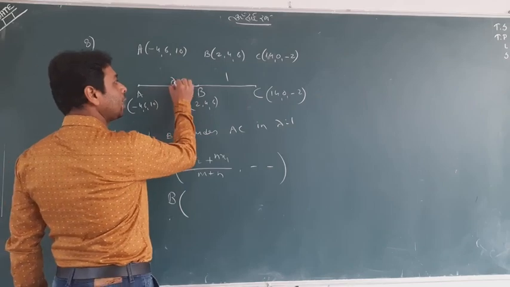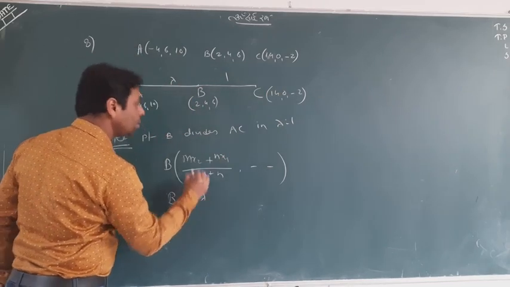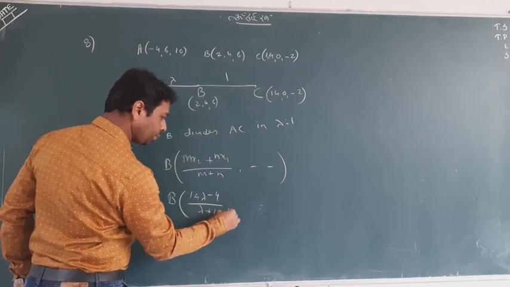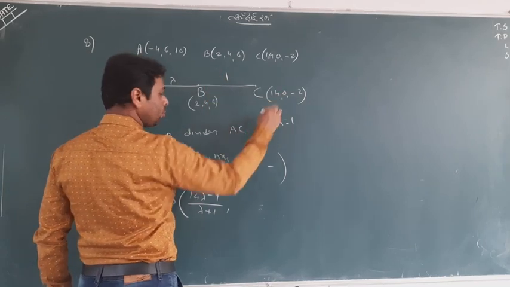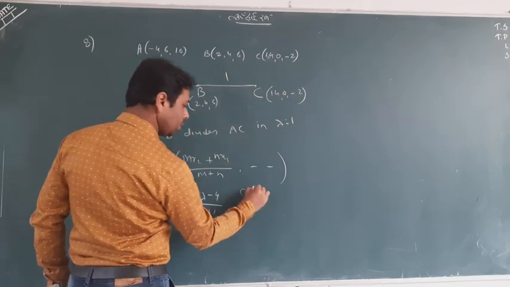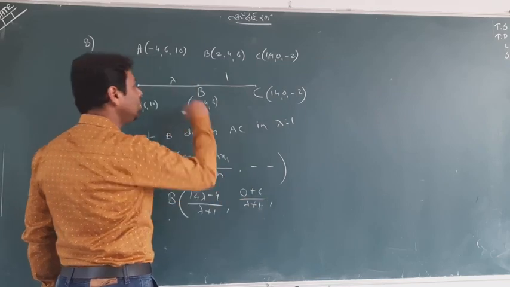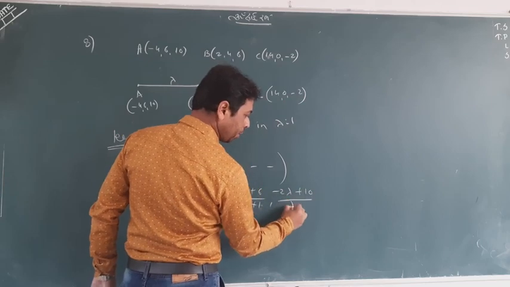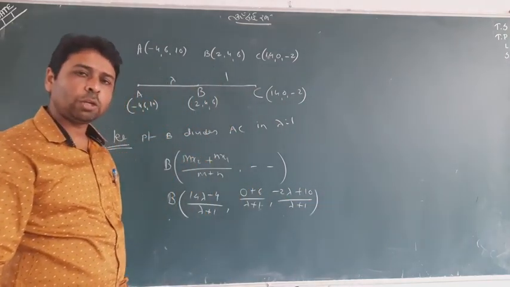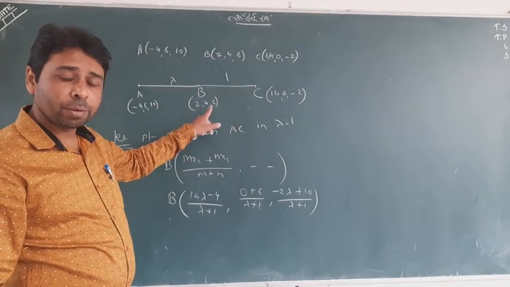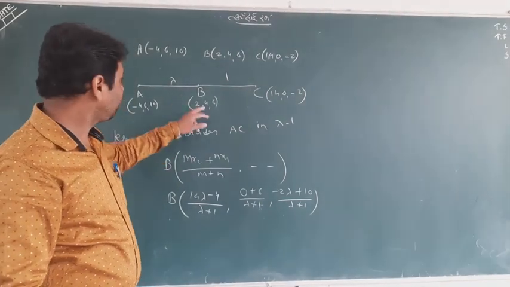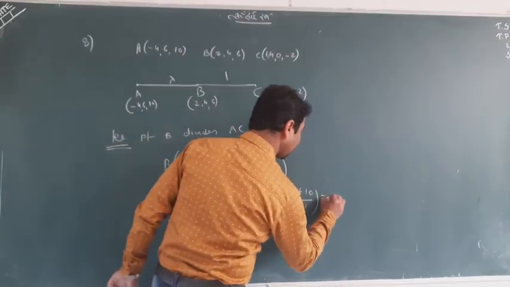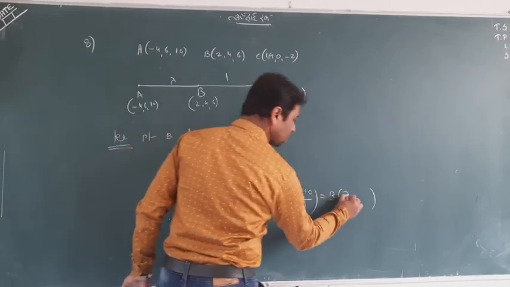Now start. Lambda into 14 plus 1 into minus 4, m plus n, lambda plus 1, then lambda into 0 plus 1 into 6 over lambda plus 1, then lambda into minus 2 plus 1 times 10 upon lambda plus 1. You have found it. Now you compare this with point B. But how will you check that A, B, C are collinear? Actually, I will find lambda. So how can we find lambda? I can compare with B (2, 4, 6).